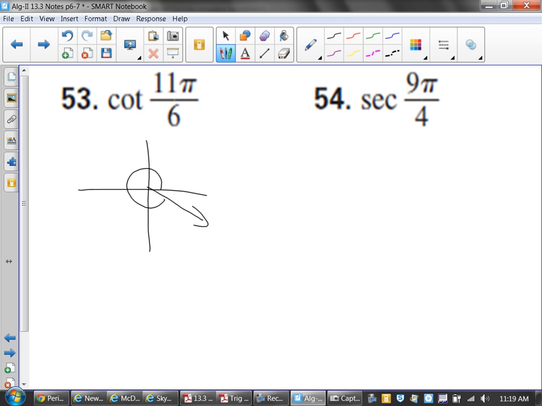I'm almost at 2 pi. What's that? Oh, I was just finding the reference. Oh, yeah, you're okay. Skipping that. Yeah, no, you're fine. You're right. Your reference angle is at pi over 6.